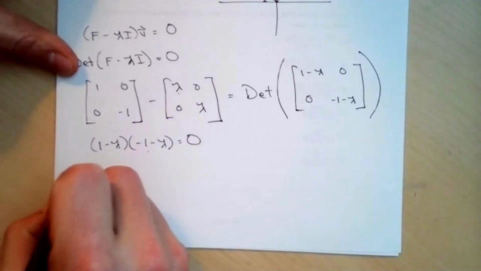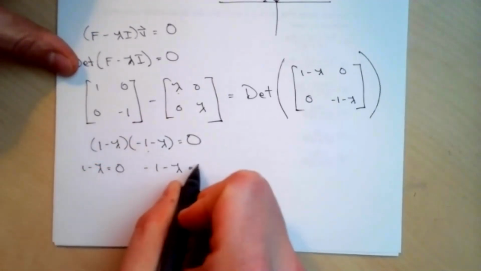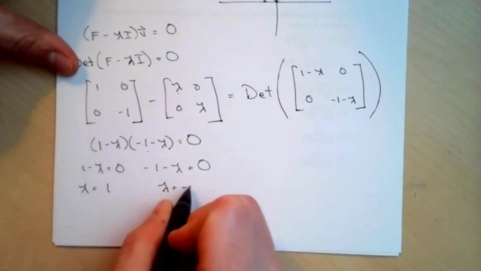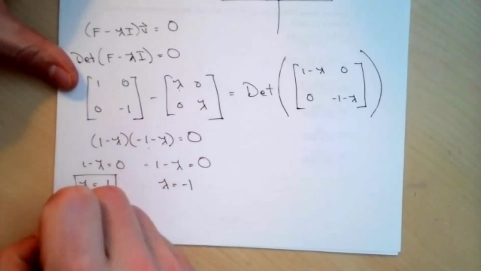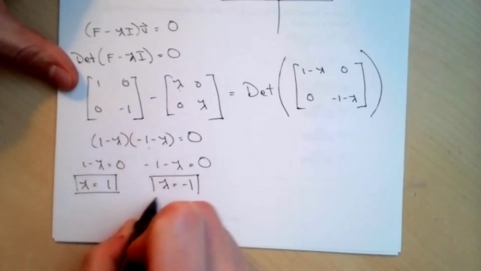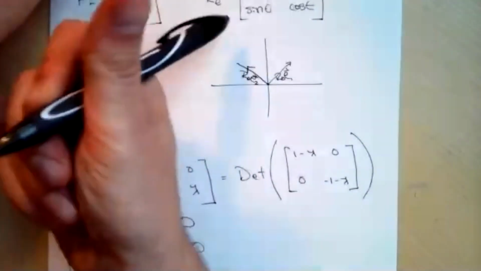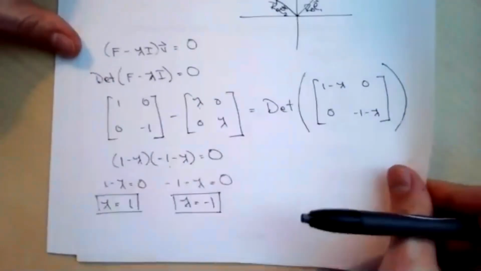So of course, solving these, 1 minus lambda equals 0, minus 1 minus lambda equals 0, setting each term equal to 0, lambda equals 1, lambda equals minus 1. So we know these are our 2 eigenvalues associated with f. Let's take a look at R real quick, and then we'll go into finding the eigenvectors corresponding to it.